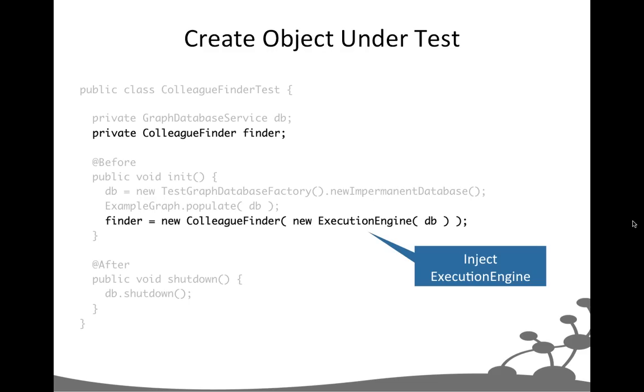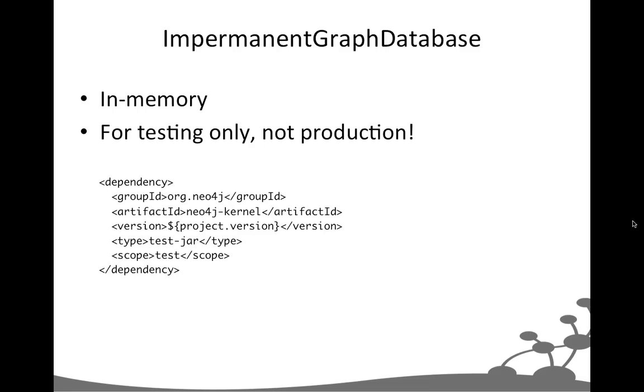And then we're going to create the actual object under test, our ColleagueFinder. Now remember, at this point in time, we haven't actually written any ColleagueFinder code. A lot of this is going to be red perhaps in our IDE, but we're very quickly going to get around to writing the ColleagueFinder itself. This ColleagueFinder is the thing that actually encapsulates our query. Into the constructor of that ColleagueFinder, we're going to inject a Cypher execution engine. The execution engine just wraps the embedded graph database instance. It allows us to execute Cypher queries. We're going to create one of those execution engines and inject it into the ColleagueFinder. So, some details about the impermanent graph database: it's an in-memory version of Neo4j. It's used purely for testing purposes. We don't warrant it for production in any way whatsoever.